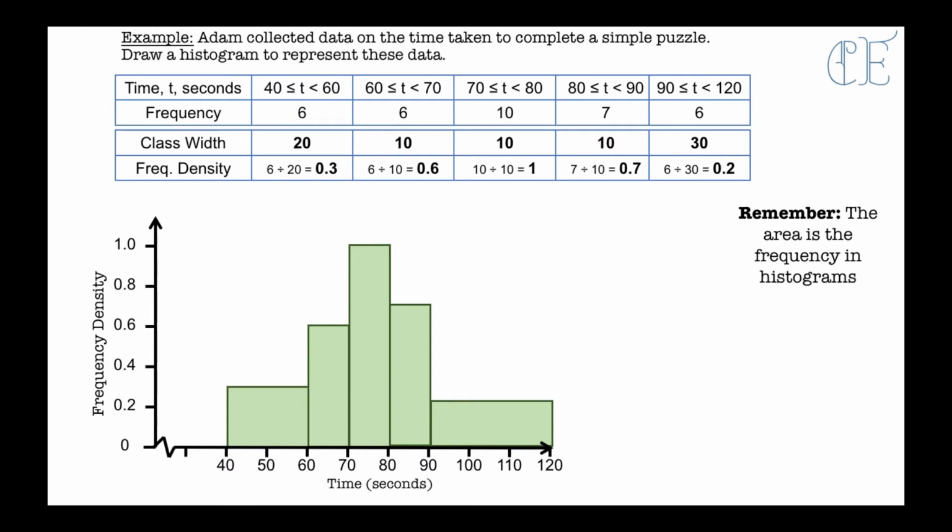So just remember that the area is the frequency in histograms, okay? So the area of this would be 20 times 0.3, which would give us 6, which is our frequency as told here, and the area of that is our frequency, as you've learned in the other histogram lesson.